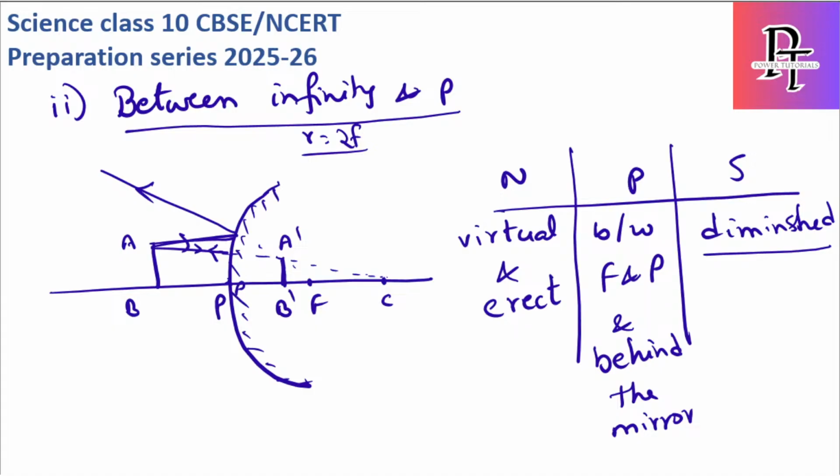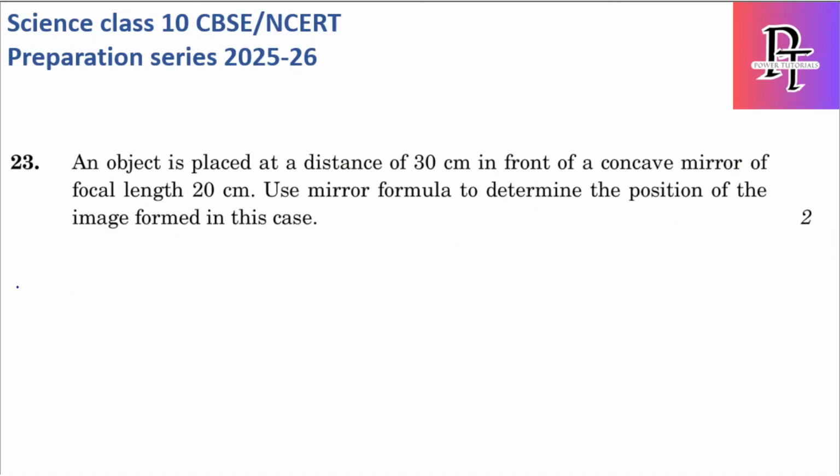Okay, let's move to the third question now. This is a numerical, and this type of question will come for sure in your board exam. You can expect at least 2 to 3 marks based on the mirror formula or lens formula. Let's see the question. An object is placed at a distance of 30 centimeters in front of a concave mirror. They are just asking for the position, so there is no need to draw the diagram.